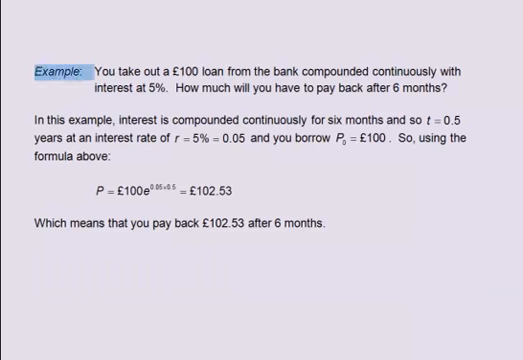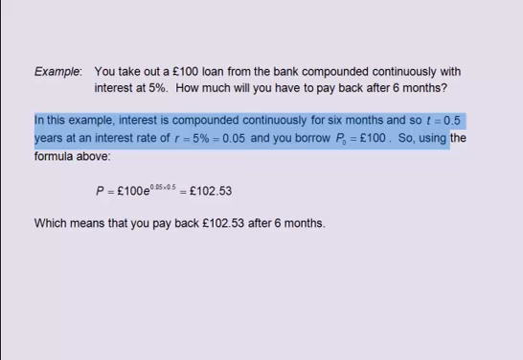Example: you take out a £100 loan from the bank, compounded continuously with interest at 5%. How much will you have to pay back after 6 months? In this example, interest is compounded continuously for 6 months, and so T equals 0.5 years, at an interest rate of R equals 5%, which equals 0.05 as a decimal, and you borrow P0 equals £100.